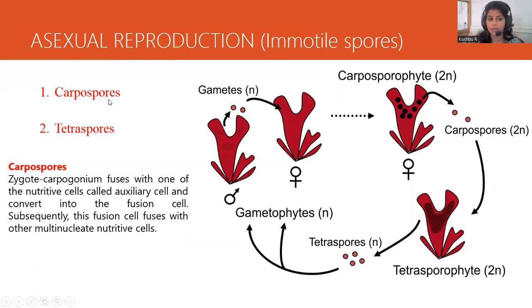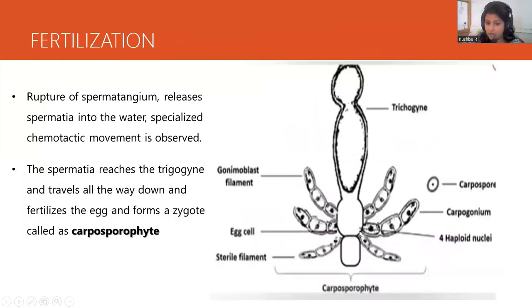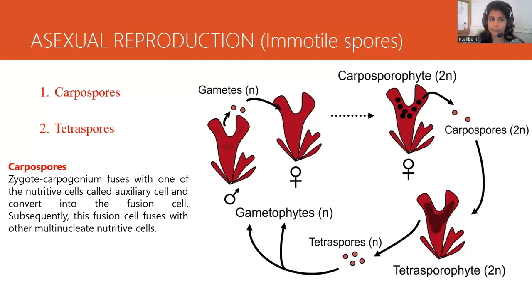So these are the carpospores and the tetraspores that I was talking about, where the carposporophyte produces carpospores. And when they are released in the form of tetrasporophyte, 4 tetraspores will be produced by this tetrasporophyte. Tetrasporophyte is diploid in nature, produces 4 haploid spores called tetraspores, where 2 develop as male gametophyte, 2 develop as female gametophyte. This is how asexual reproduction by the immotile spore occurs, where this concludes the sexual reproduction of the Gracilaria.